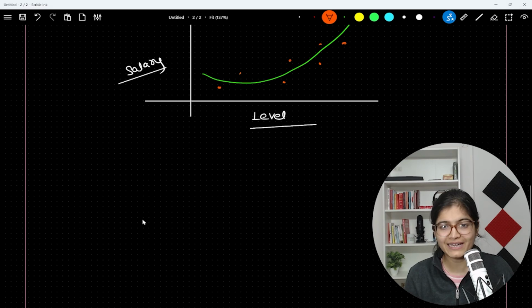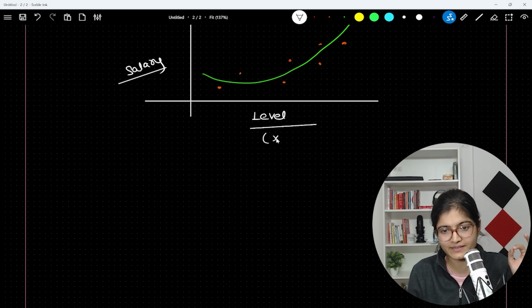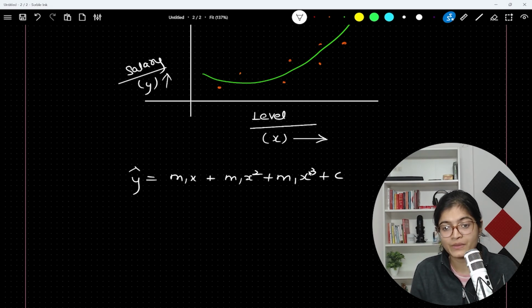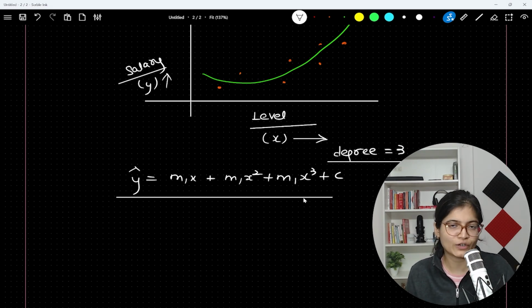So what is happening in this case, your equation will look like this. This is x, right? And on the basis of this x, we will have the value of y. So your equation will be the same. y cap is equal to m, now it depends on the degree. For example, m1 x, it will remain the same, then m2 x square, m3 x cube plus c. I am saying that the maximum degree is equal to 3. In that case, this kind of equation will form.